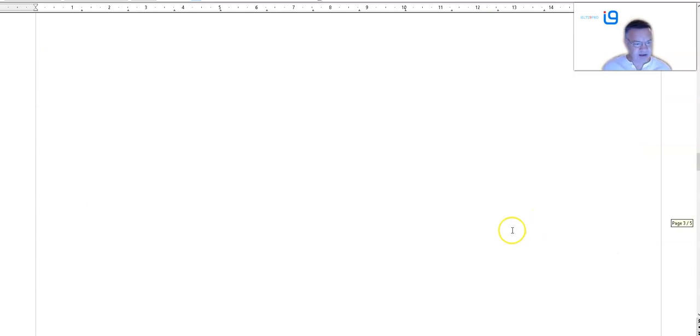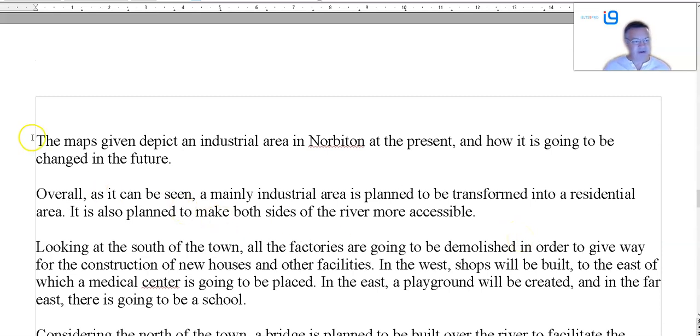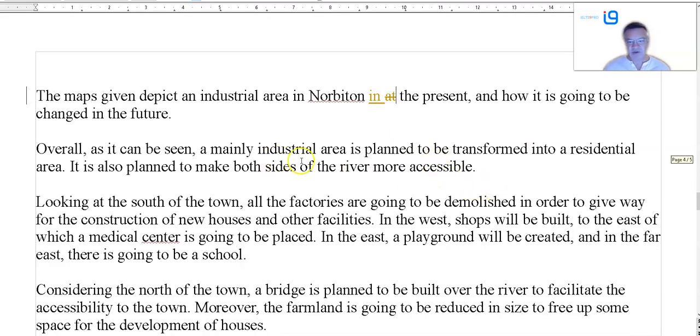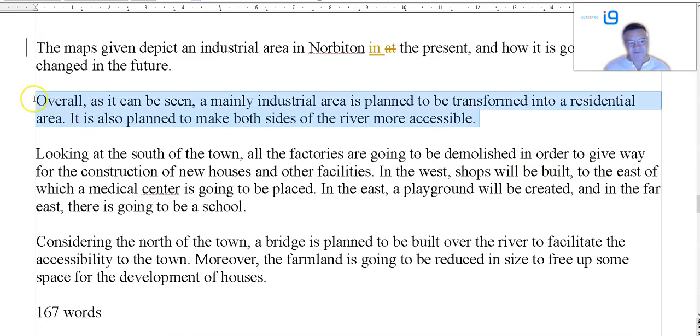So, okay, not too bad, but watch those articles. And the maps given depict industrial environment at the present, or in the present, or currently, how it's going to be changed in the future. Major accessible. Okay, now that's good, but again, you could put a bit more in there, like in my previous and in that other example. Put a little bit more in there. It's only 167 words, you know.